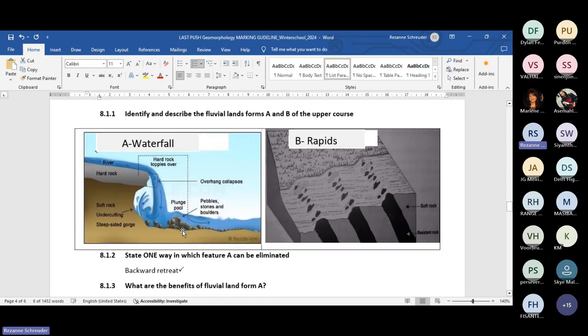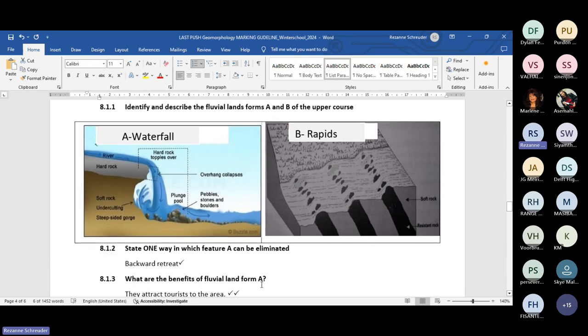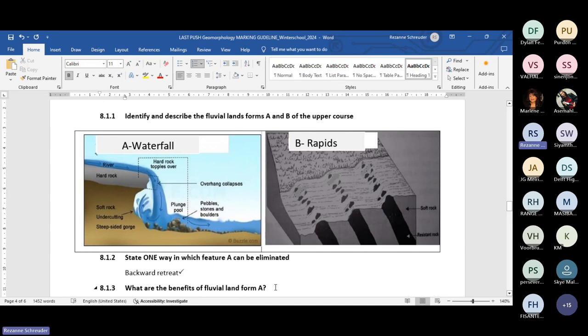All right, 8.1.3. What are the benefits of the fluvial landform at A? So what are the benefits of having a waterfall in the area where you stay? Ooh, that's a lovely, lovely word. It looks like Kylie says aesthetic beauty. And so it's nice to look at. And then it's a tourist attraction. Shiloh, again, tourist attractions. Claude says they attract tourists to the area.